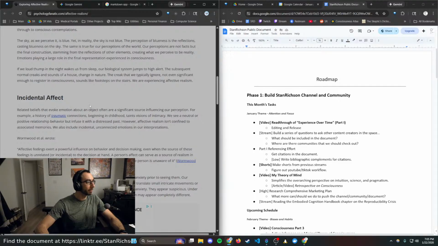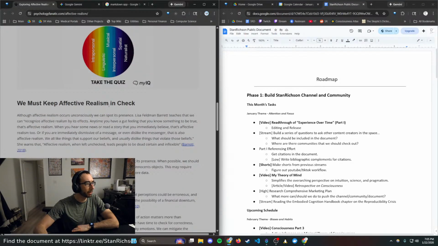All right, incidental affect. Related beliefs that evoke emotion about an object often are a significant source influencing our perception. For example, a history of traumatic connections. We see a neutral or positive relationship behavior, but infuse it with a distressed past. Okay, we must keep affective realism in check.